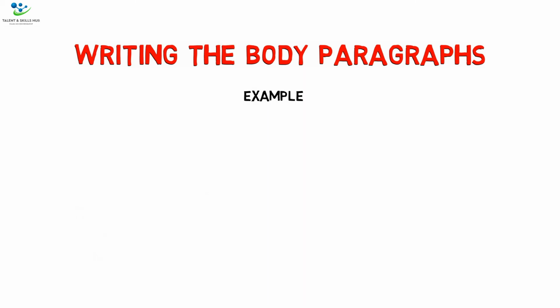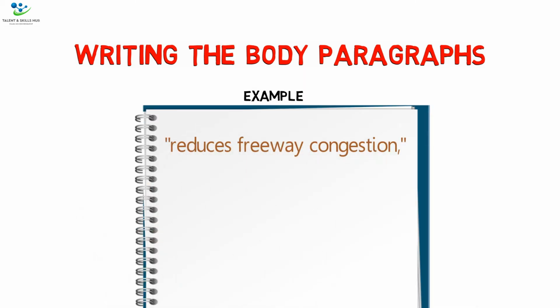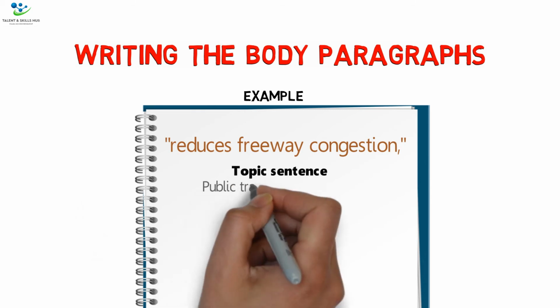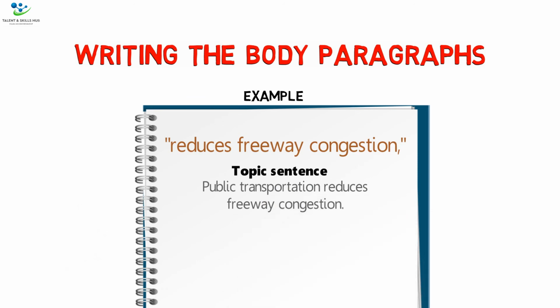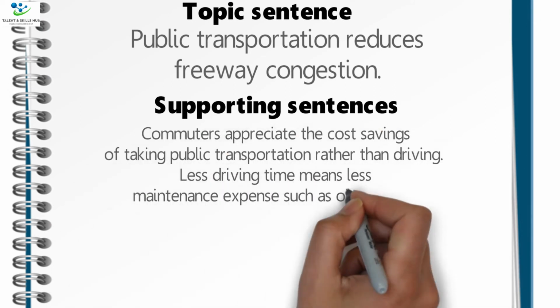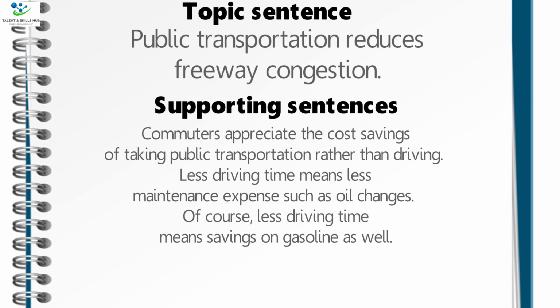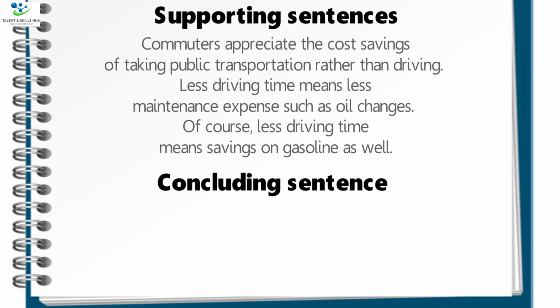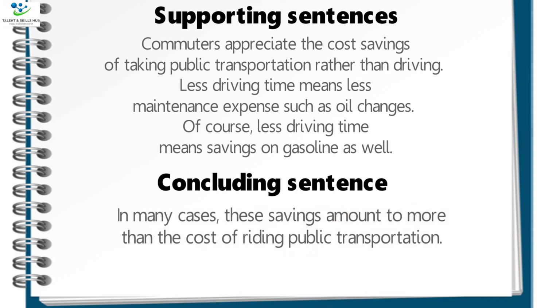Example: if your main idea is that public transportation reduces freeway congestion, you might say this. Topic sentence: public transportation reduces freeway congestion. Supporting sentences: commuters appreciate the cost savings of taking public transportation rather than driving. Less driving time means less maintenance expense such as oil changes. Of course, less driving time means savings on gasoline as well. Concluding sentence: in many cases, these savings amount to more than the cost of riding public transportation.